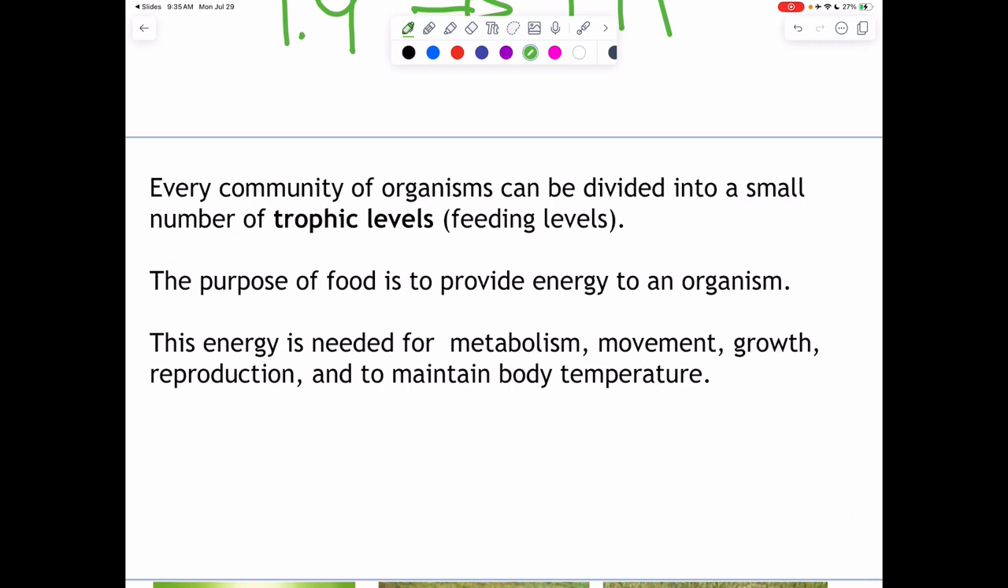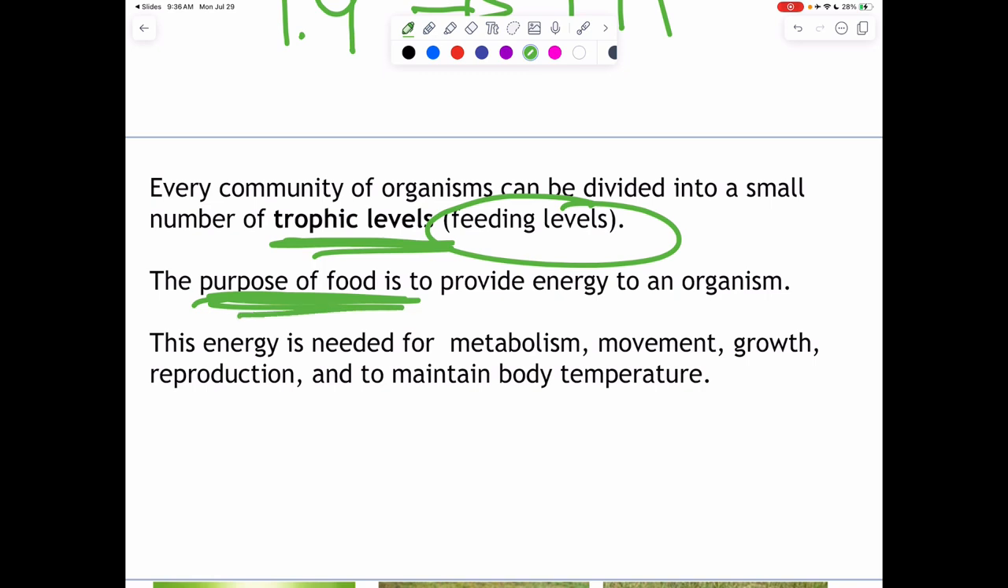Every community is going to be divided into these different trophic levels. We can also call them feeding levels. Now, the purpose of all food is to provide energy to organisms. This is the energy we need for our growth, the energy for the movements of all the atoms around our body, the energy we need for moving, reproduction, all of it, metabolic, maintain our body temperature. All of these items down here require energy. So we eat in order to get that energy.